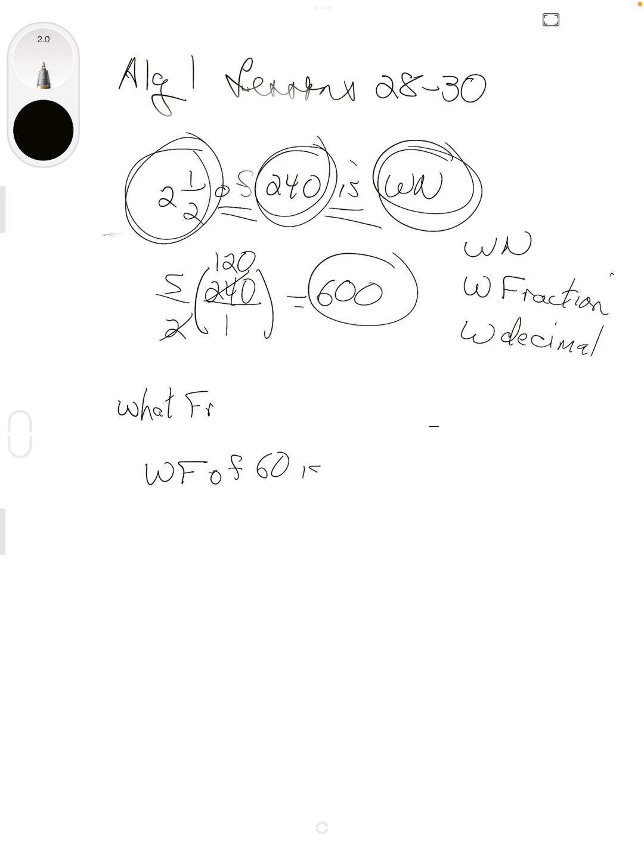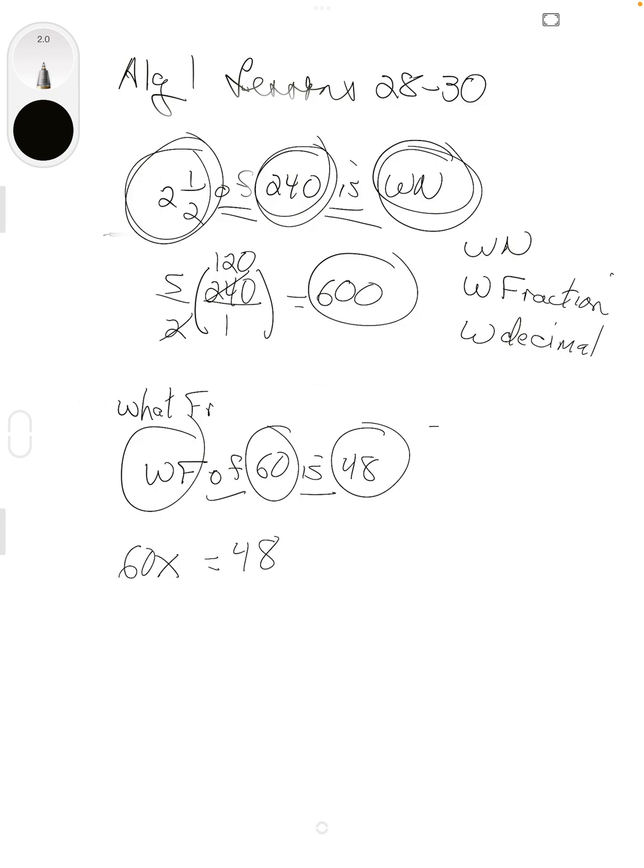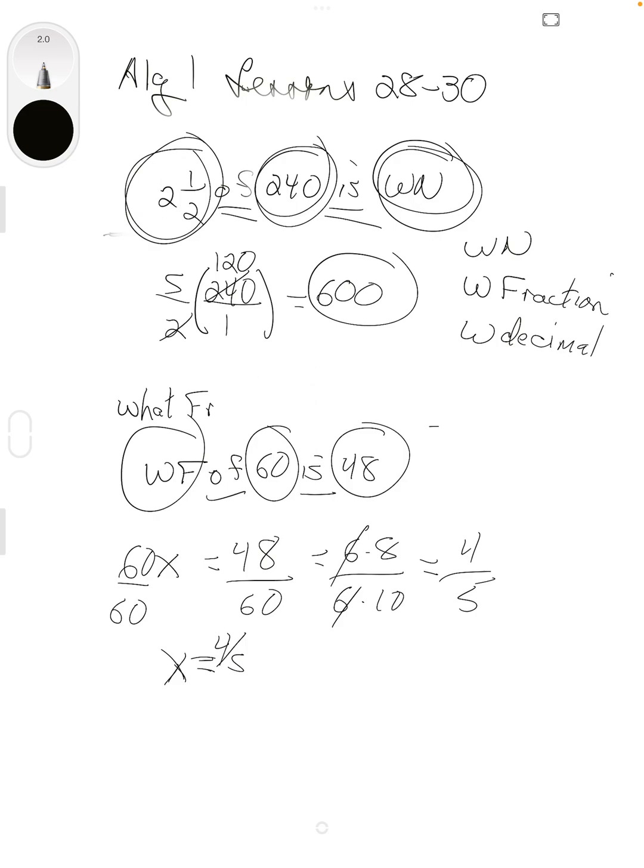I'm just saying, what fraction of 60 is 48? So again, something of something is something. So replace that with x times 60, I'm going to reverse them, equals 48. And divide both sides by 60, and I get x equals 48 over 60. That I can reduce. 48 is equal to 6 times 8. 60 is 6 times 10. 8 over 10 is the same as 4/5. So x is 4/5.